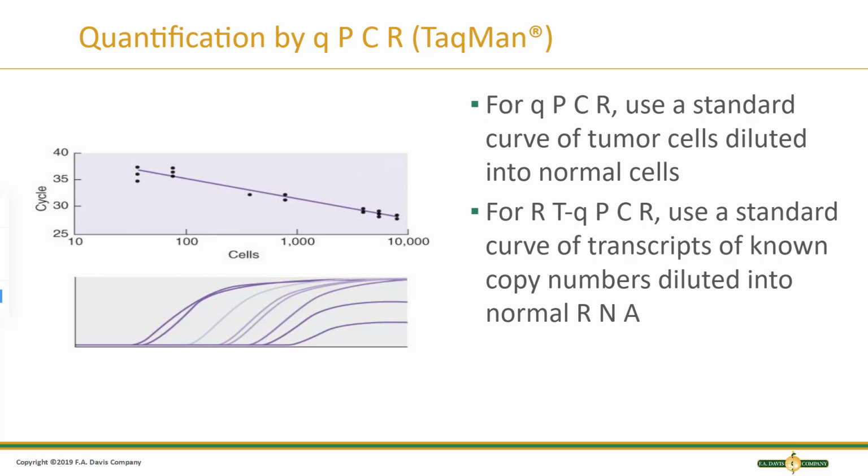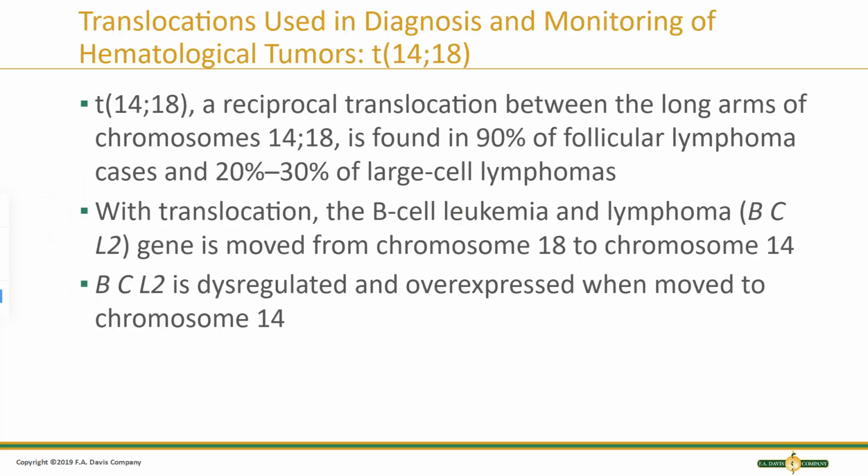Quantification by qPCR or TaqMan. For qPCR, use a standard curve of tumor cells diluted into normal cells. For RT-qPCR, use a standard curve of transcripts of known copy numbers diluted in normal RNA.